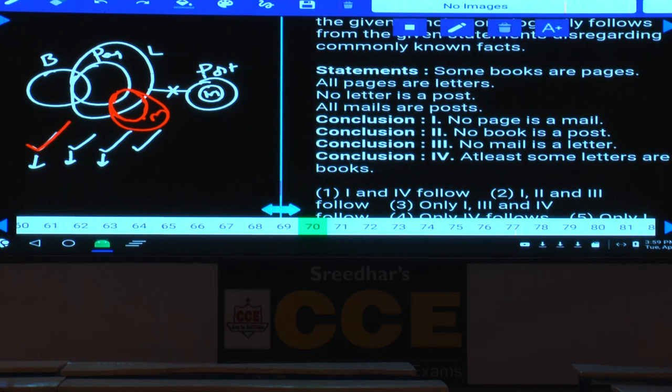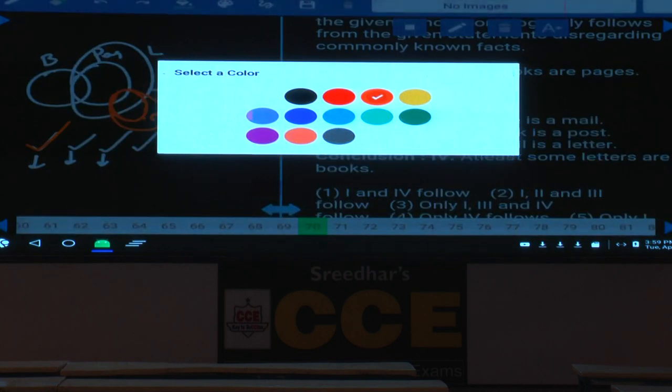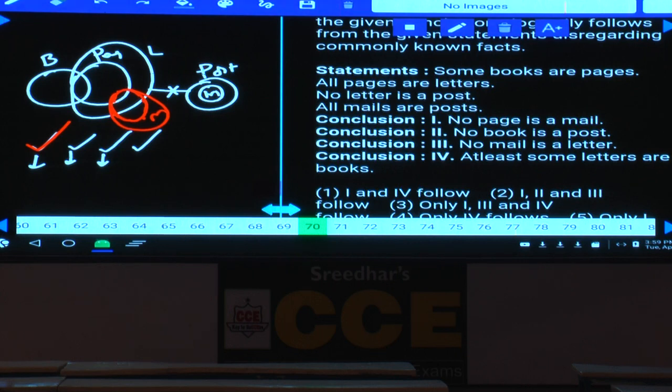Done with this? Then coming to the second one, no book is a post. Now to make this one false, we need to prove some books are post. Now tell me, can book and post be written like this or not? If post is here, all mails are post, so mail will also come along with this one. All the statements are valid, alternate diagram proven, previous conclusion will be false.